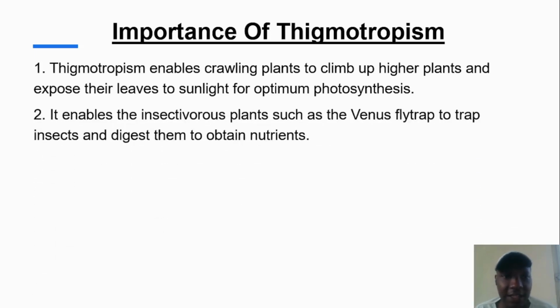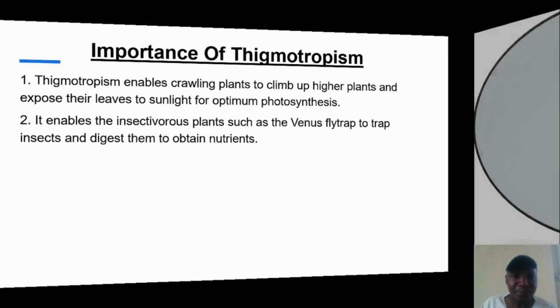The other one: it enables the insectivorous plants. Insectivorous plants are plants that eat various insects as a source of nutrients, or as food, such as the Venus flytrap. It traps the insects and digests them to obtain the nutrients. So this kind of tropic response enables these plants to sense when there's an insect. When it touches its leaves, it traps the insect, and in a way it helps them get the nutrients they require for growth and development.